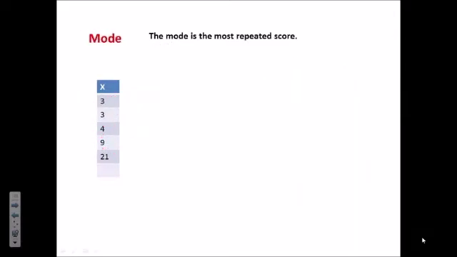The mode is the score that's repeated the most. So in this case, 3 is repeated twice, so 3 is the mode. Now you could have a distribution where no score is repeated. In that case, you say we have no mode.